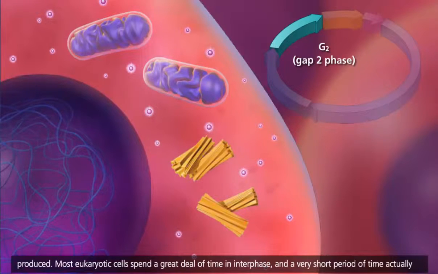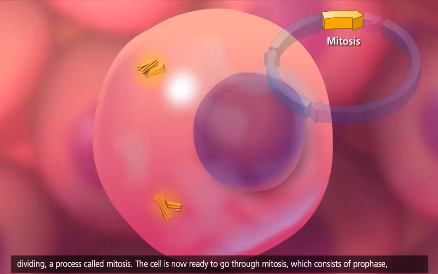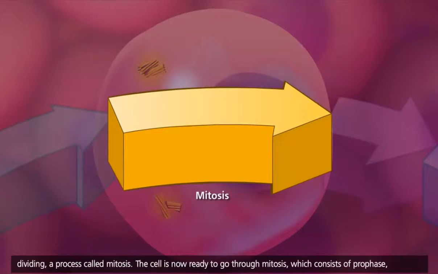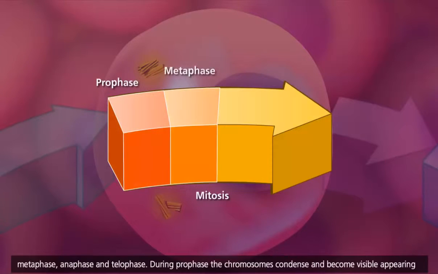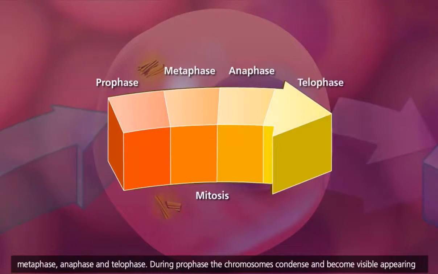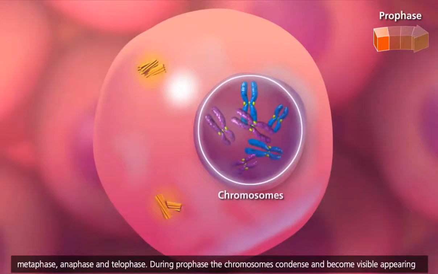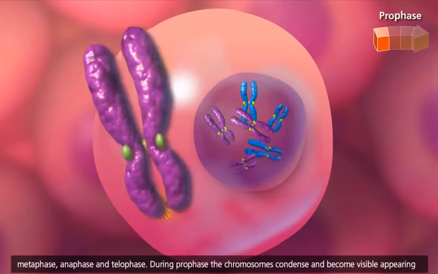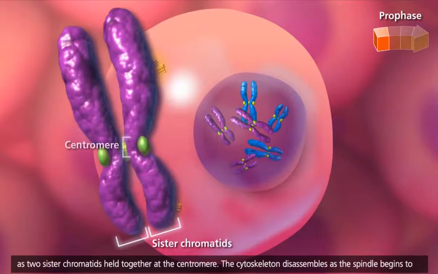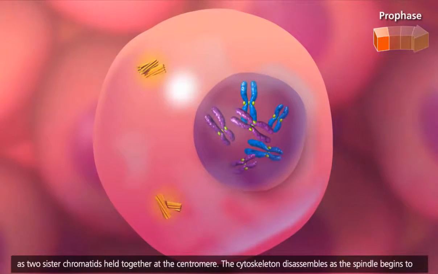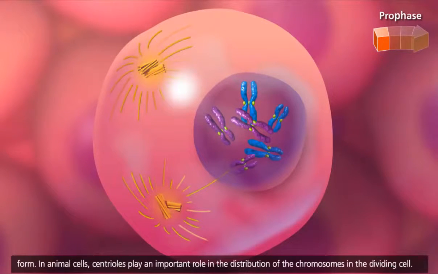Most eukaryotic cells spend a great deal of time in interphase and a very short period of time actually dividing, a process called mitosis. The cell is now ready to go through mitosis, which consists of prophase, metaphase, anaphase, and telophase. During prophase, the chromosomes condense and become visible, appearing as two sister chromatids held together at the centromere. The cytoskeleton disassembles as the spindle begins to form. In animal cells, centrioles play an important role in the distribution of the chromosomes in the dividing cell.